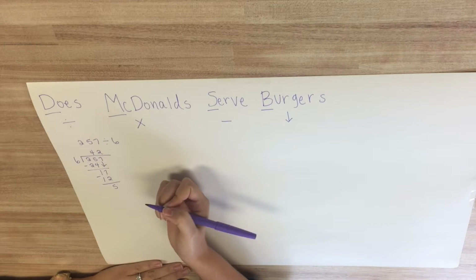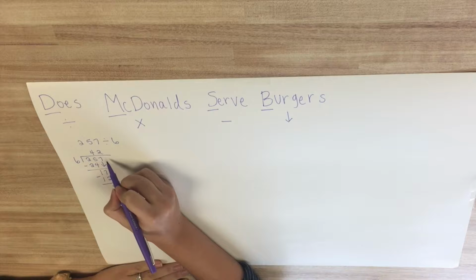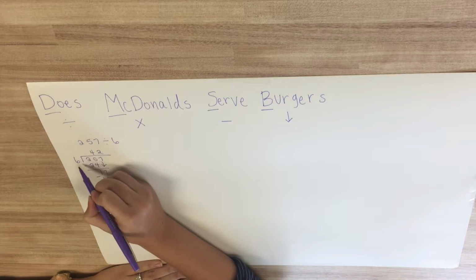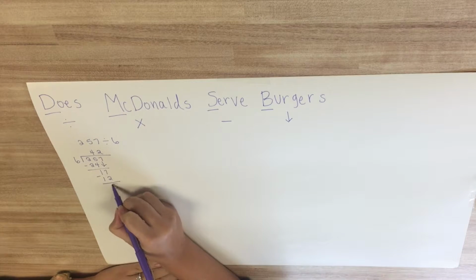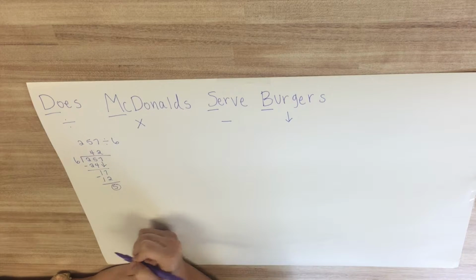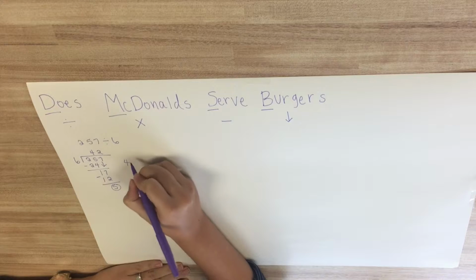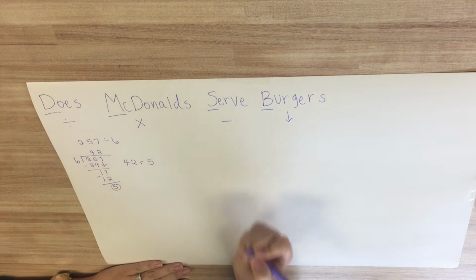Now, my next step is to bring down, but I don't have any numbers to bring down. Also, 6 will not go into 5 evenly without going over, which means that I have 5 left over. Therefore, our answer is 42 with a remainder of 5.